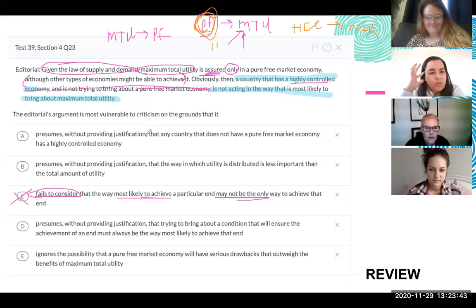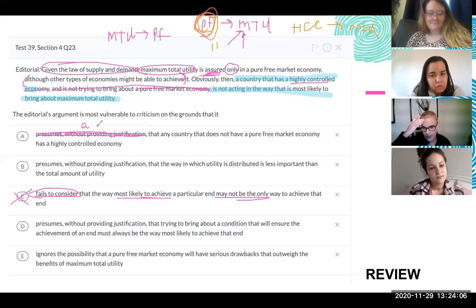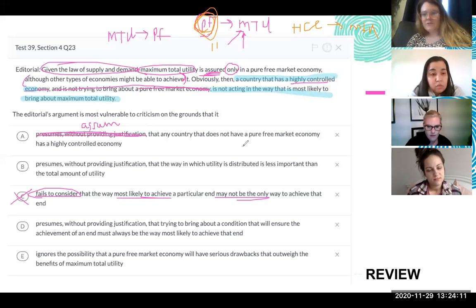Because A assumes that any country that does not have a pure free market economy has a highly controlled economy. Just reading it, it felt like what we predicted. But then I started thinking, this is where I get slow: are we assuming that if you do not have a pure free market, then you have a highly controlled economy? We don't think that. And that's what I did, I looked back down at my diagram.